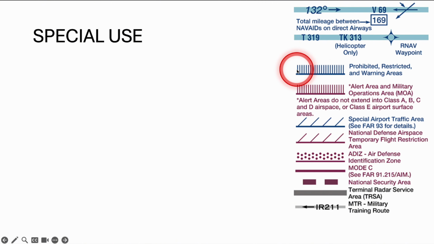Prohibited, restricted, and warning areas are going to be these blue hash lines. Alert areas and MOAs are going to be red or magenta. Special airport traffic area is going to be a blue diagonal line like this. Magenta 1 is going to identify a national defense airspace. ADAs, kind of think about that as the country's border, but for airplanes. Mode C veil is going to be a solid magenta line. National security areas are a thicker dashed magenta line. TFRs, black line, and then military training routes.